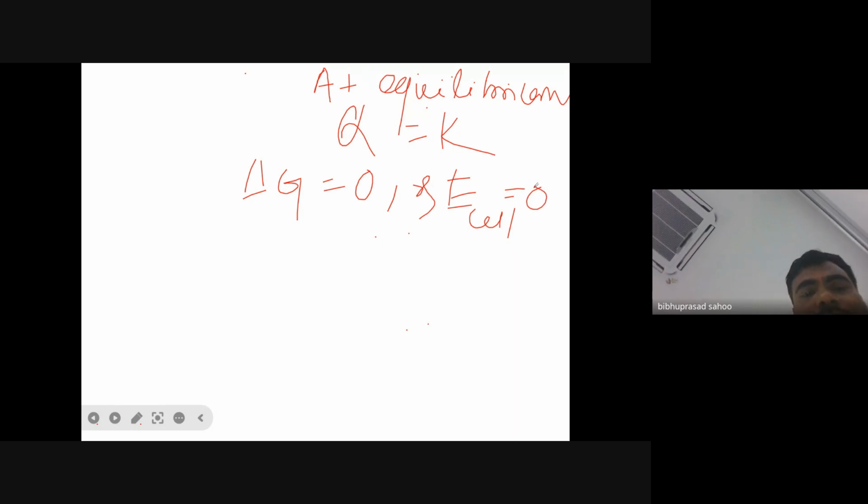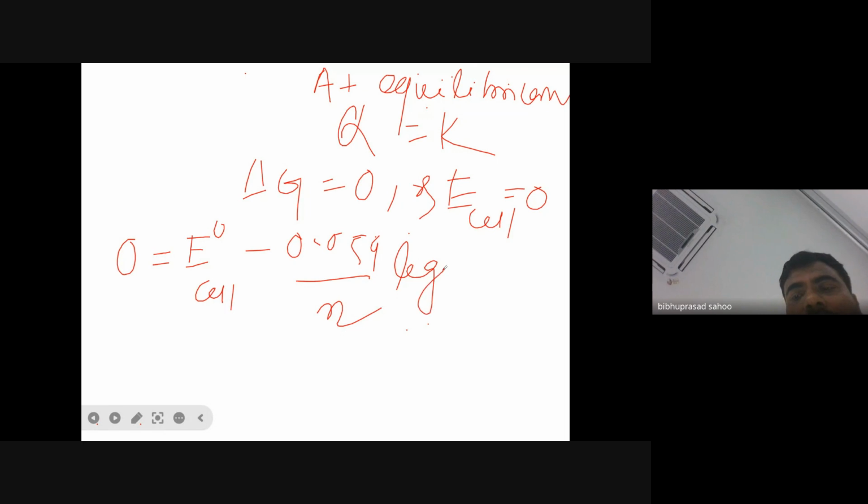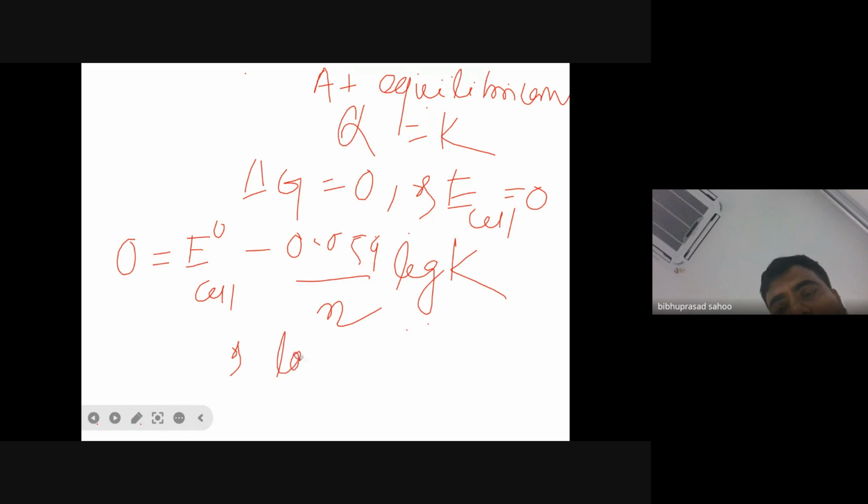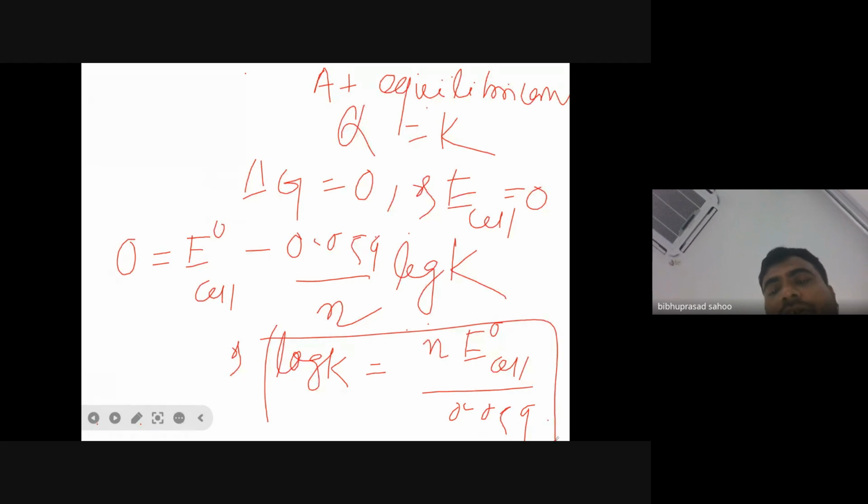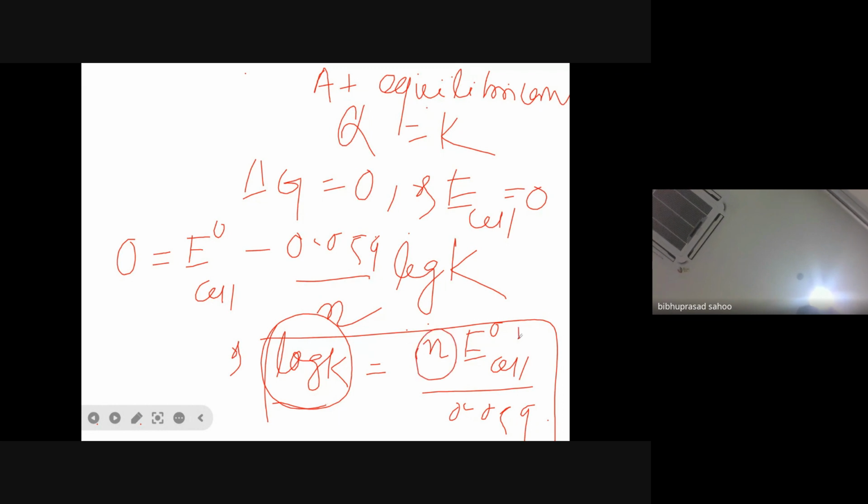So the equation will be, E cell के जगह में लिखेंगे 0 equal to E naught cell minus 0.059 divided by N log of K. So log of K is equal to N into E naught cell divided by 0.059. You have to remember the formula, student. Log K, that means equilibrium constant, is equal to N into E naught cell divided by 0.059.